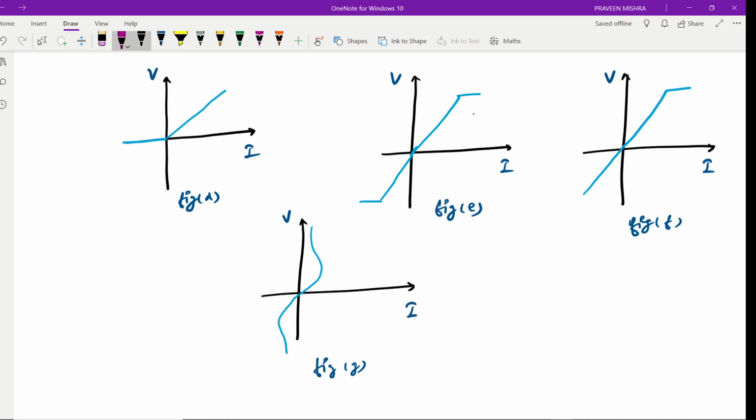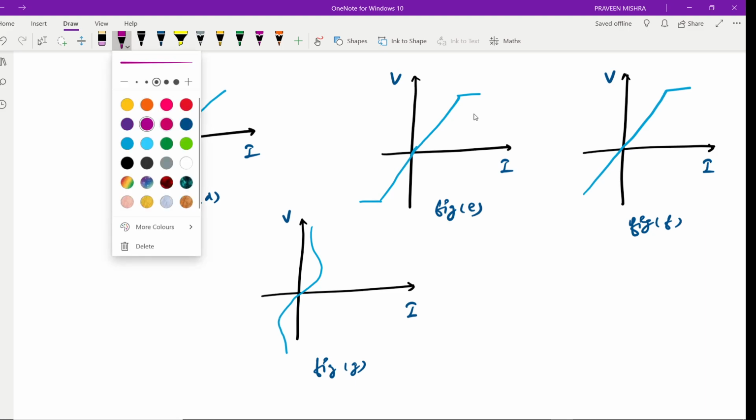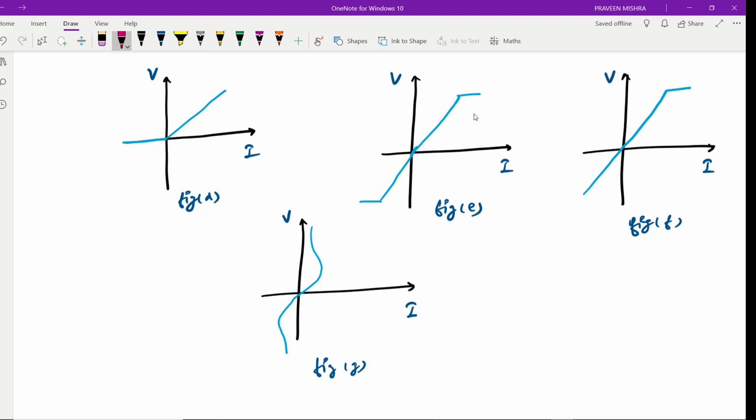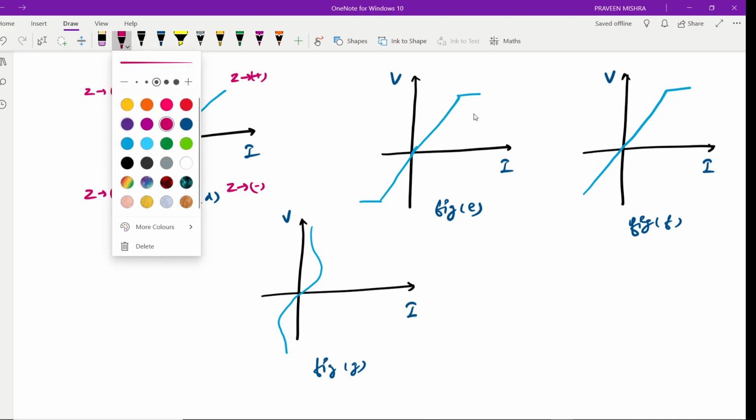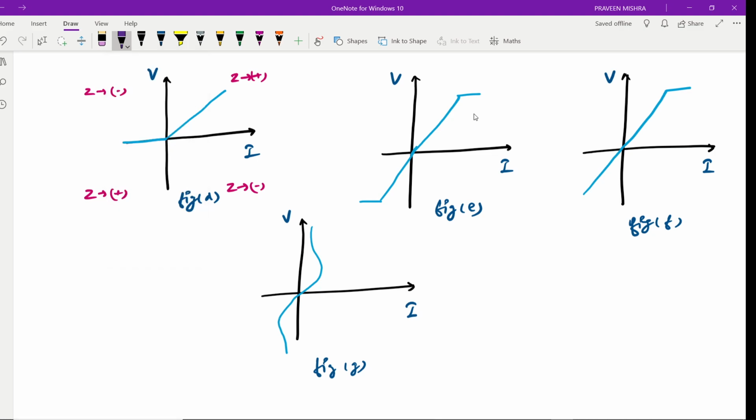So you have to find out which type of element it is. We already know that in the first quadrant Z will be positive, in the second quadrant Z will be negative, in the third quadrant Z will be positive, and in the fourth quadrant Z will be negative. So we know that here impedance is what? Here impedance is what?